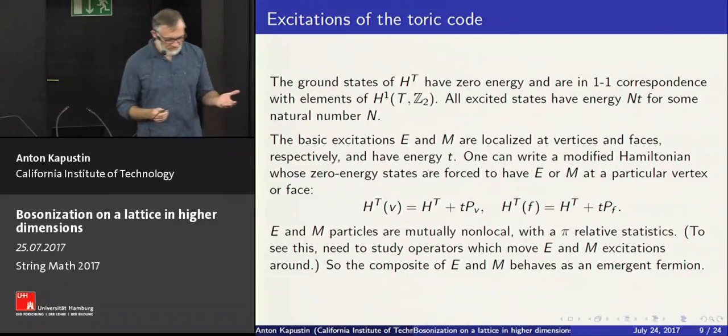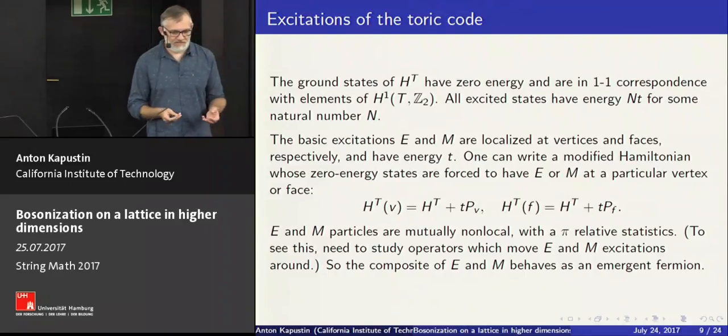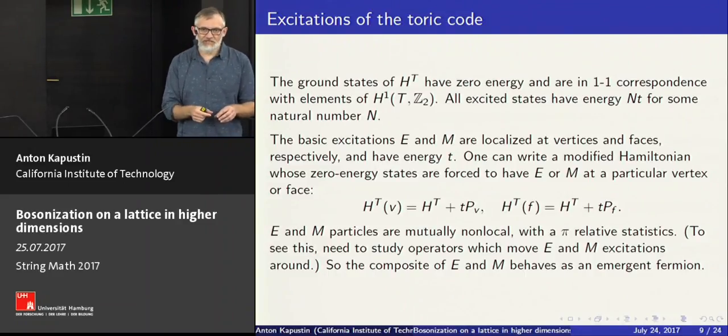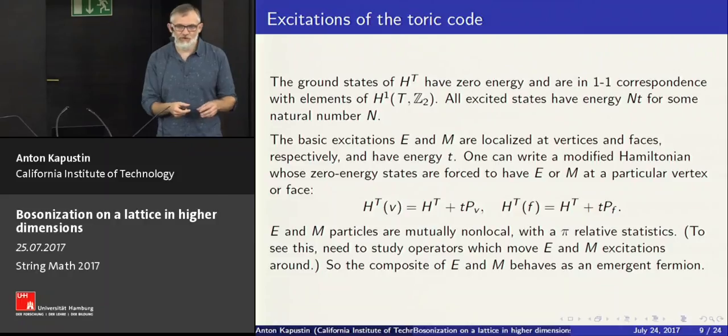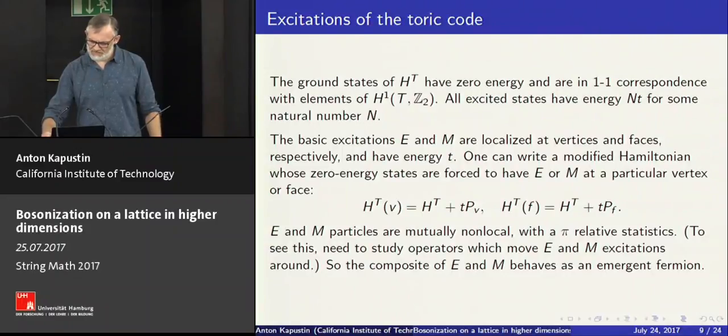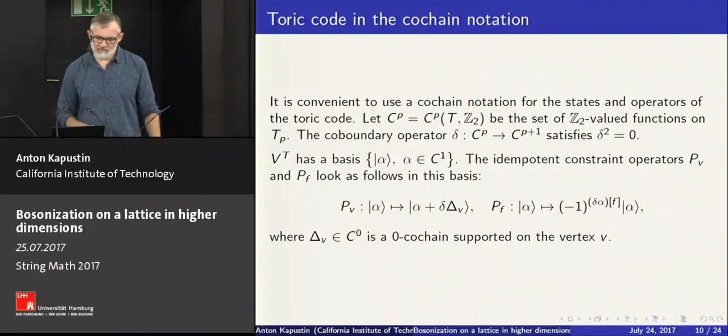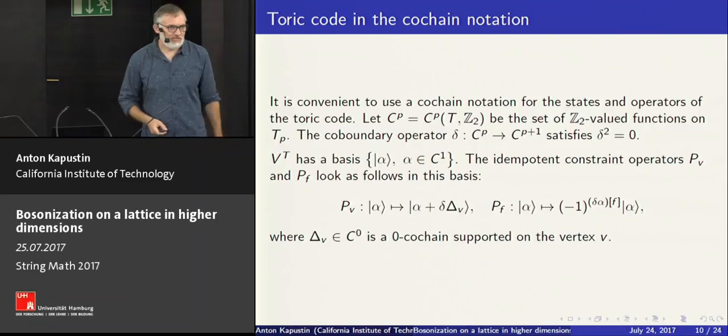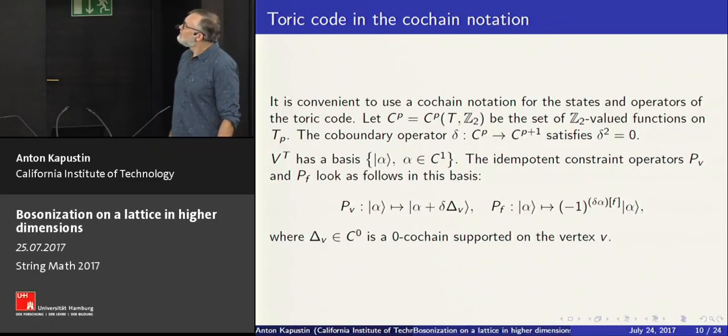An important consequence of this pi statistics is that if you take the composite of E and M, it behaves like a fermion, it's an emergent fermion. So that's a well-known thing, and I want to exploit that. To do that, I want to rewrite this.